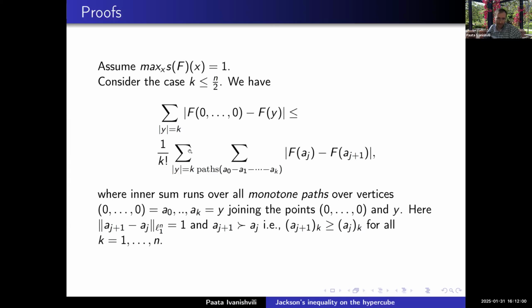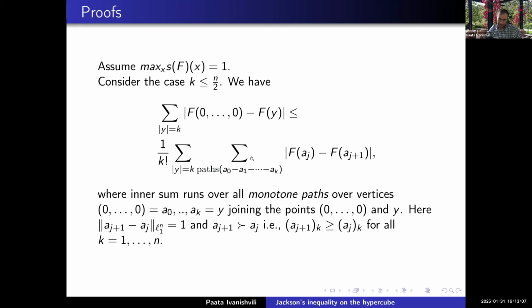And you can write that this is less than or equal to 1 over k factorial, sum over y with Hamming weight k, and you sum over all paths joining points a0, a1, ..., ak, where the sum goes over all monotone paths. A0 is the starting point, ak is the end point, and consecutive points differ in 1 bit. Monotone means the paths will only be going up: the coordinates of point a_{j+1} will be at least the coordinates of point a_j. So you will only be adding bits 1, not subtracting.